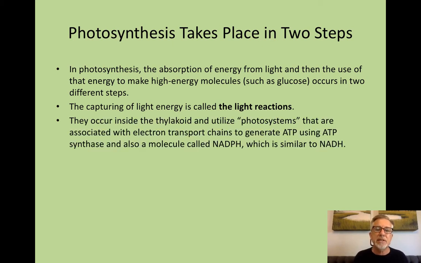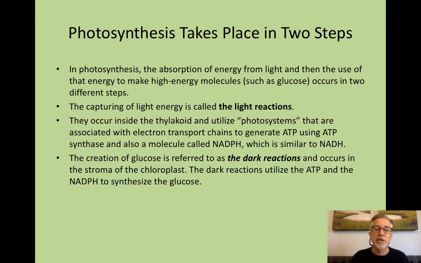And these take place inside the thylakoid. They utilize the photosystems, which are molecular assemblages that include the chlorophyll. And each photosystem is associated with an electron transport chain. The electron transport chains are used to set up a hydrogen gradient, which then makes ATP. And a second electron transport chain makes a molecule called NADPH, which is very similar to the NADH that you already know about from cellular respiration.